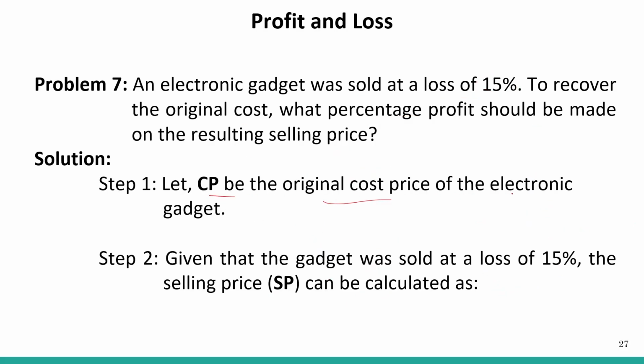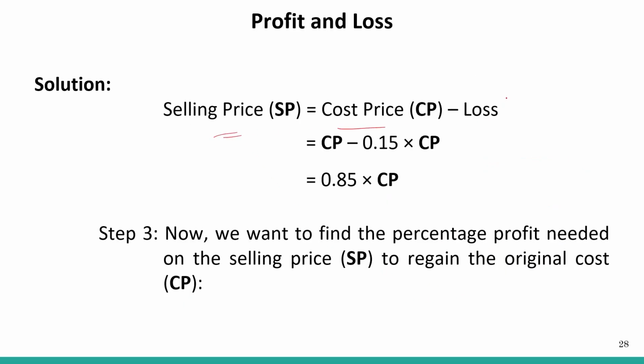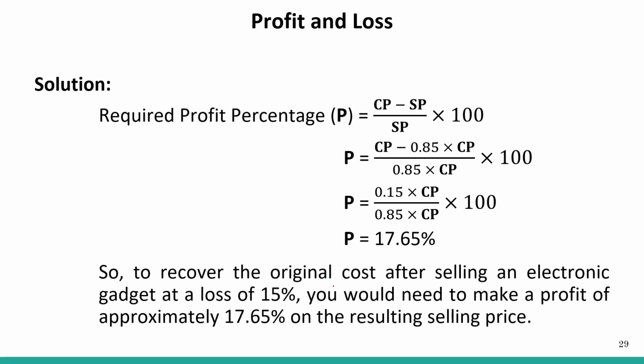So let CP be the original cost price of the electronic gadget, right? Given that the gadget was sold at a loss of 15%, so here is the loss. The selling price can be calculated as cost price minus loss. So CP minus 0.15 into CP, so 0.85 into CP. Now we want to find the percentage profit needed on the selling price to regain the original cost. So required profit percentage is equal to CP minus SP over SP into 100, right? This is the formula. So CP minus 0.85 CP will be 0.15 CP. In the denominator we have the new selling price, that is, after the 15% loss.